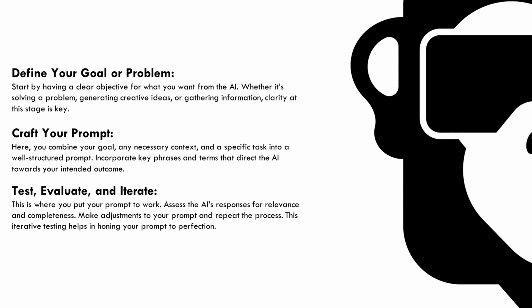Craft your prompt. Here, you combine your goal, any necessary context, and a specific task into a well-structured prompt. Incorporate key phrases and terms that direct AI towards your intended outcome. Test, evaluate, and iterate. This is where you put your prompt to work. Assess the AI's responses for relevance and completeness. Make adjustments to your prompt and repeat the process. This iterative testing helps in honing your prompt to perfection.